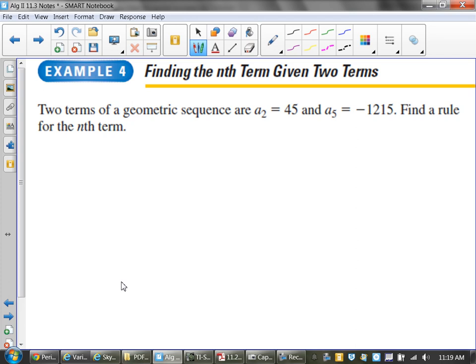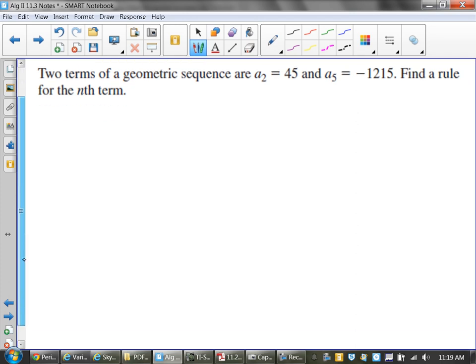You could probably tell right now that your rate has to be, well, is it going to be a positive or a negative number? It's going to be a negative number. So you start with the first value. Start with the generic, write it out. So the second term is the first term times the rate to the 2 minus 1, which means that 45 is the first term times the rate. Everybody okay with that?